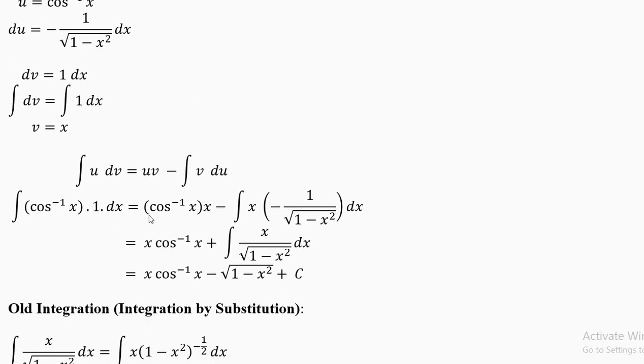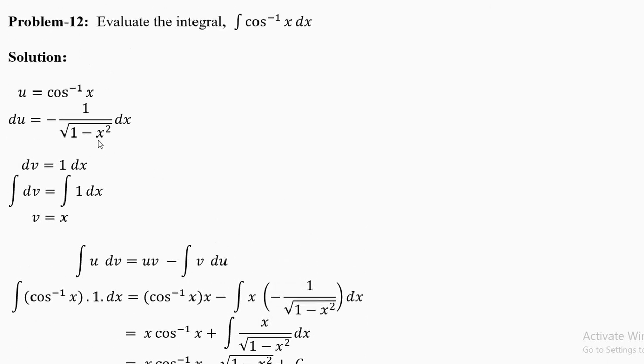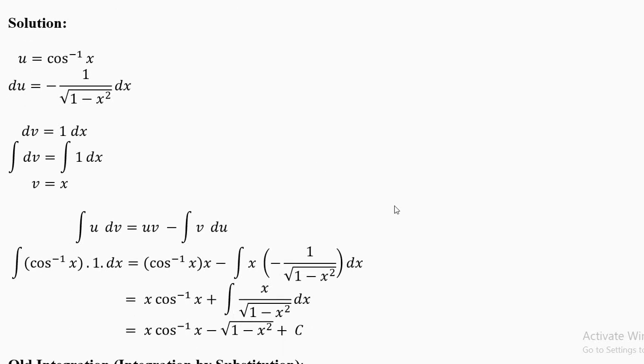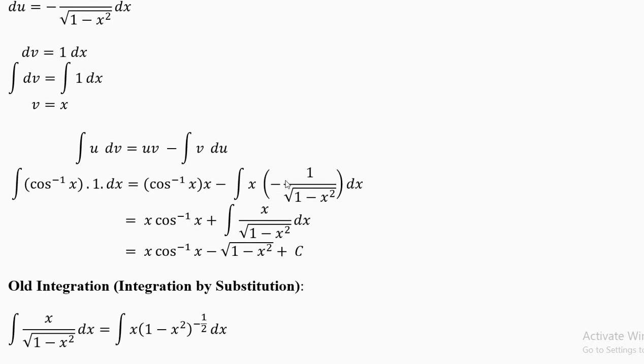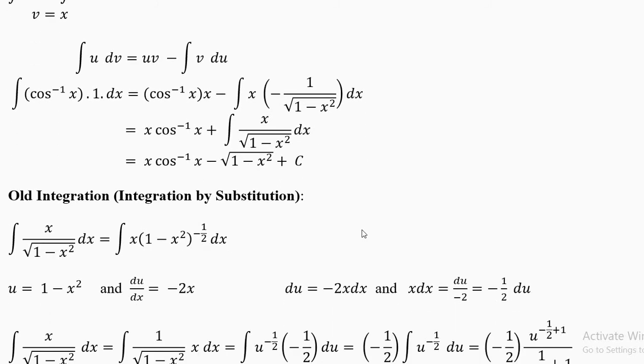So integration is x times cos inverse x. This x has to be written on the left, minus x. So minus integral of x bracket minus 1 over square root of 1 minus x square. It is v du, v equal to x, and du equal to minus 1 over square root of 1 minus x square. Last time it was plus. Now minus into minus is plus. You'll get x divided by square root of 1 minus x square.